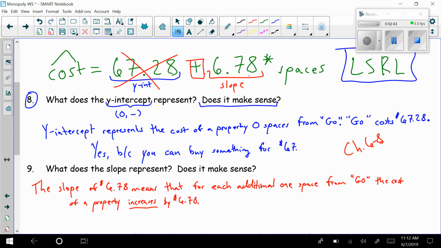So, yes, when I go to say, does it make sense? Yes. An increase of $6.78 per space from go is logical. That does make sense. As I've played Monopoly in the past, even just thinking about it in general, $6.78 can happen. Okay, so there's our interpretation for the slope.